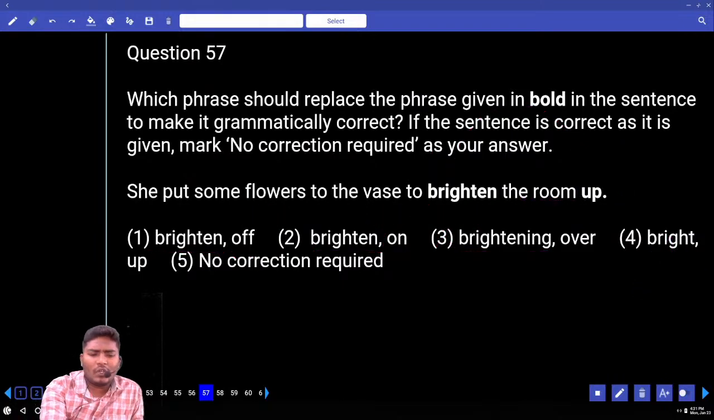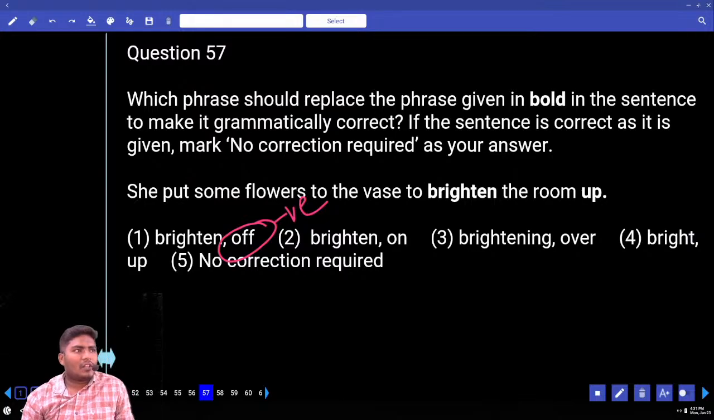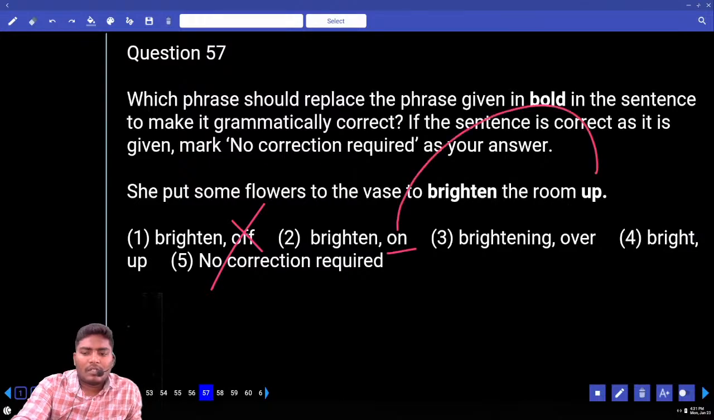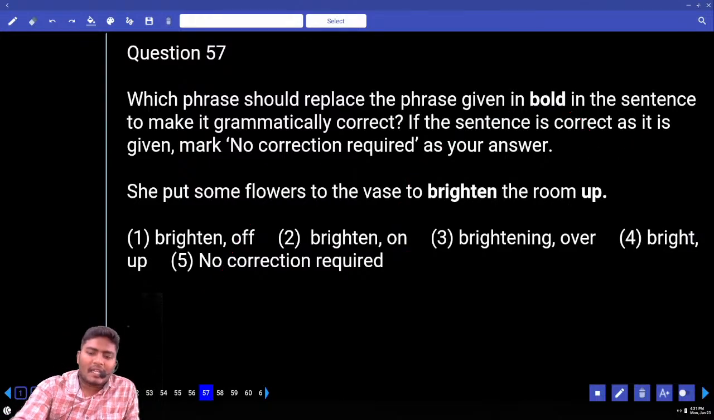Just before, I told you, off is used in which terms? Negative terms. See, the room is already very colorful. Now, to the color, she added some more color by bringing the flowers in. Now, it is not negative, so eliminate. Now, tell me your answer. Brighten up or brighten on? Brighten up only. When something is made more colorful, that is nothing but brighten up. So the answer is no correction required.